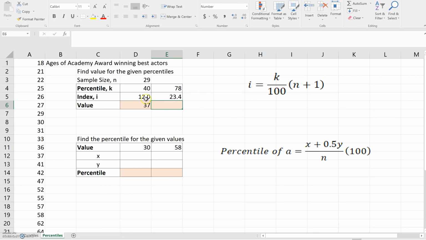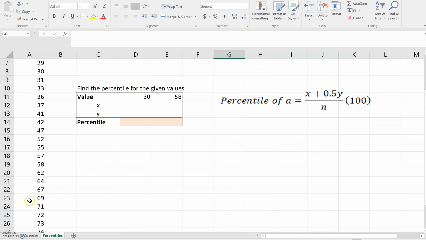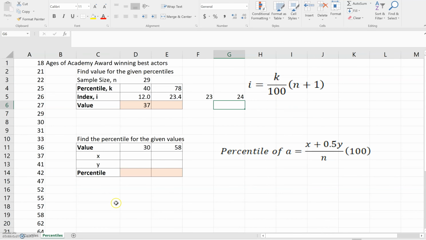Well, last time I had a nice integer value here. Now I have a decimal. And so how I deal with that is I round that value down, and so I get 23 if I round it down. And I round it up, so I get 24 if I round it up. And so I'm going to go to the 23rd and 24th value on the list, and I'm going to take the average of the two. And that will be my final answer. This is what I do every time I get a decimal for the index.